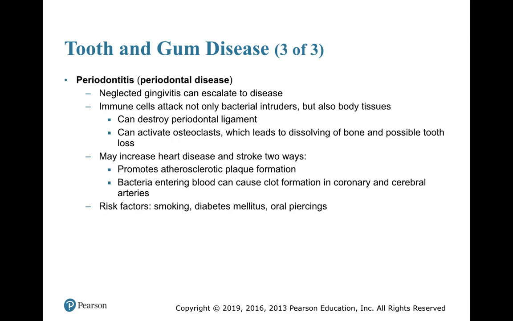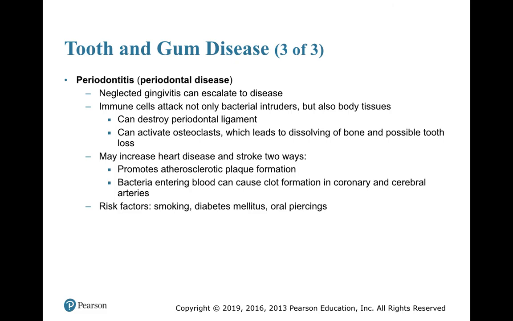Periodontitis or periodontal disease happens when you neglect the gingivitis and it escalates to disease. Immune cells attack the bacterial intruders, but they can also damage body tissues and can destroy periodontal ligaments. That can activate osteoclasts, which can lead to the dissolving of the bone, losing the tooth that way.